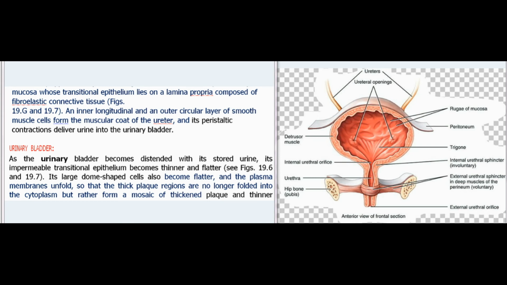Urinary bladder. As the urinary bladder becomes distended with its stored urine, its impermeable transitional epithelium becomes thinner and flatter, see Figs 19.6 and 19.7. Its large dome-shaped cells also become flatter, and the plasma membranes unfold, so that the thick plaque regions are no longer folded into the cytoplasm but rather form a mosaic of thickened plaque and thinner interplaque regions, accommodating the increasing urine content of the bladder.